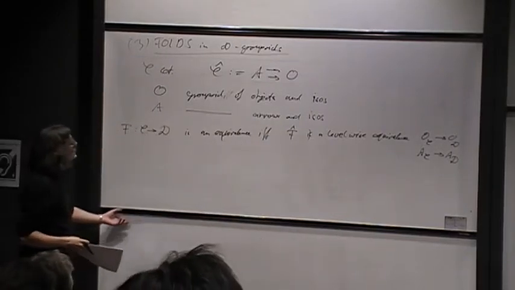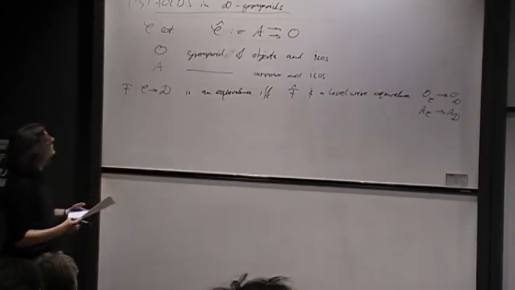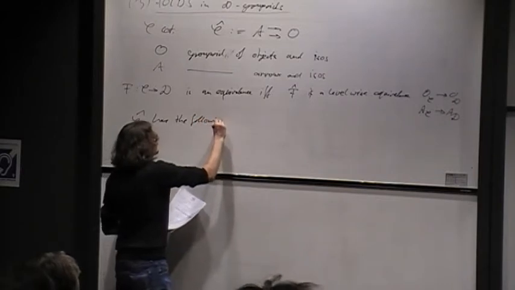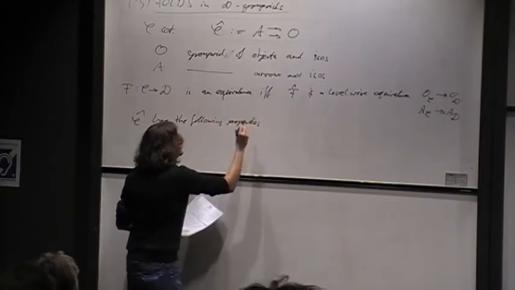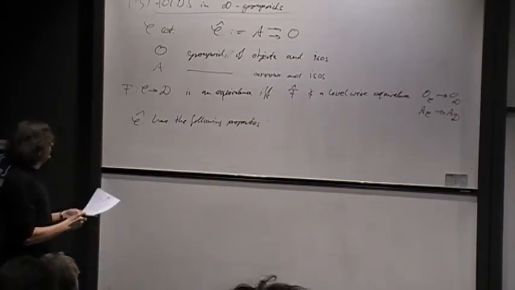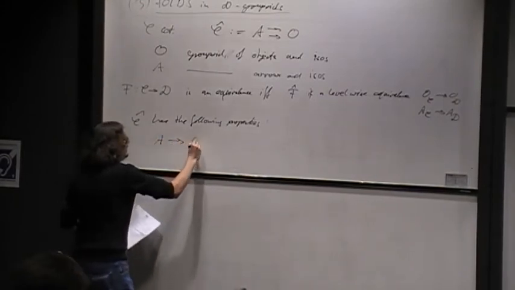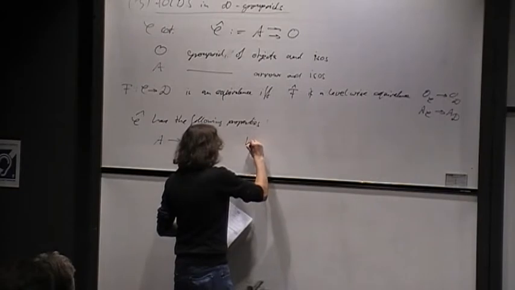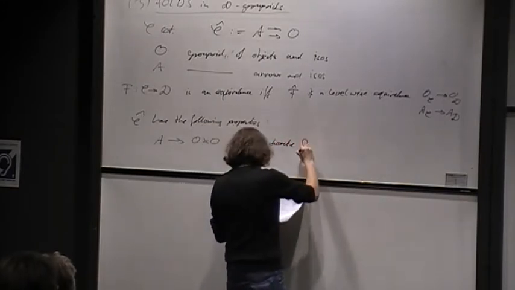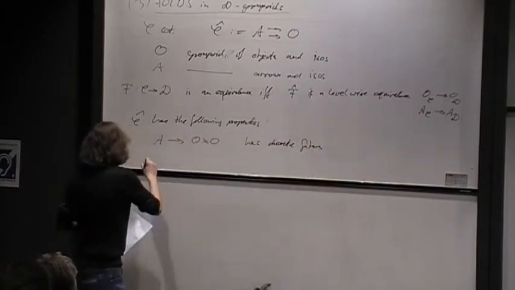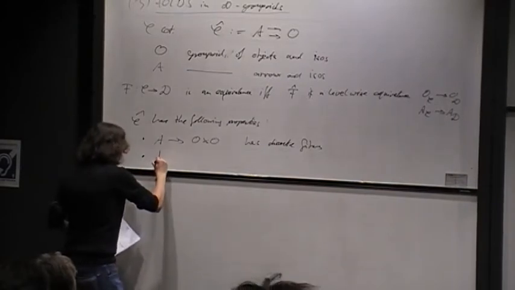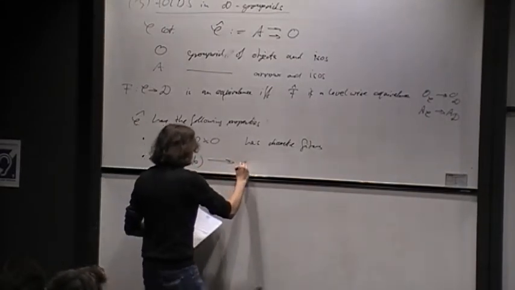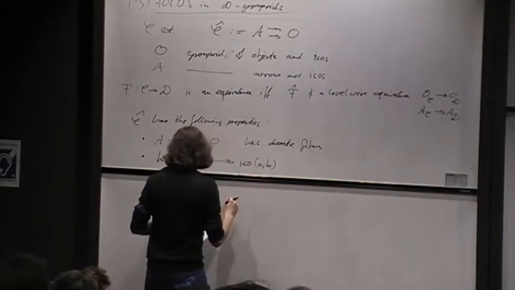And furthermore, for such an internalized category, we have more properties. C hat has the following. So first of all, the induced map from A to O times O is a discrete fibration. And second, we have a canonical map given by lifting from Hom AB to ISO AB. And this map is an equivalence.